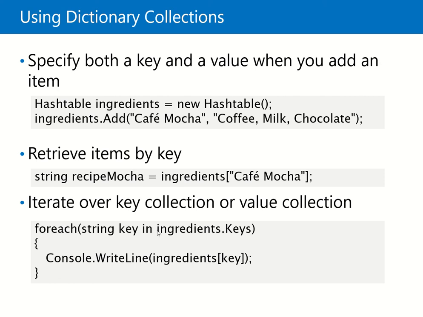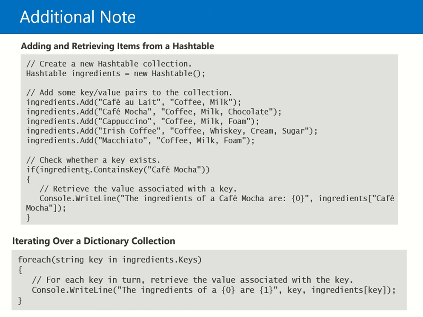If you have more than one, let's take a look at this example. Same thing as the previous example, I just put a little bit more into the hash table. Same name of the hash table, and I just add a couple more pairs. The first pair is cafe au lait and the coffee milk, then cafe mocha, these are the ingredients, then cappuccino. Key value pair, key value pair.